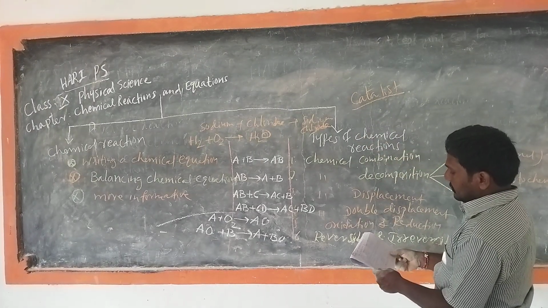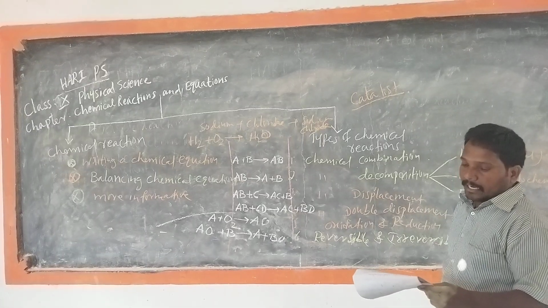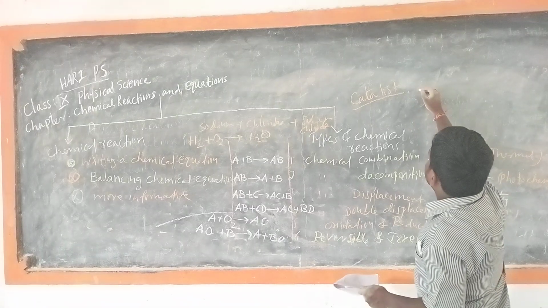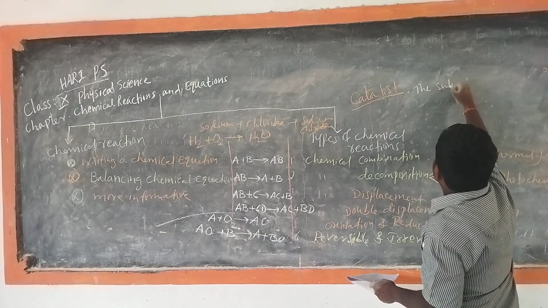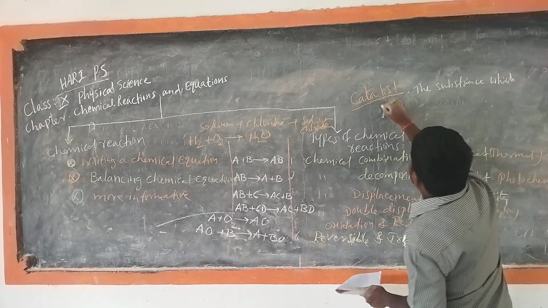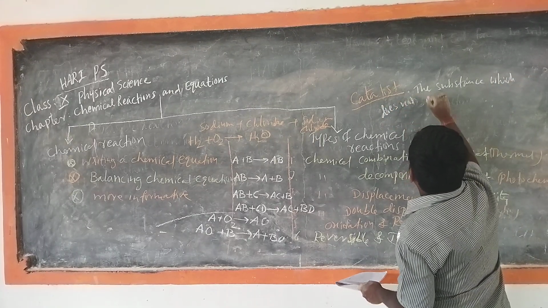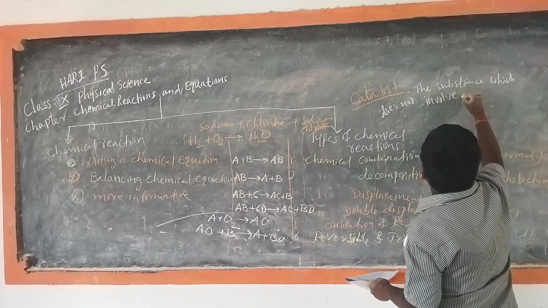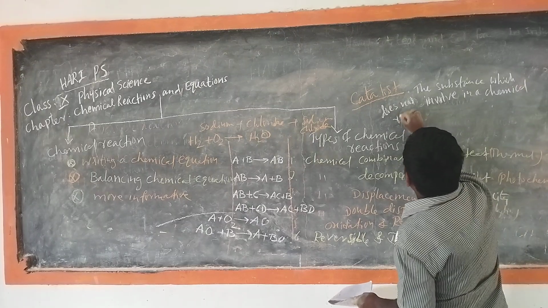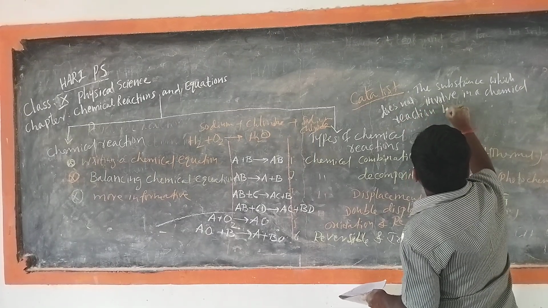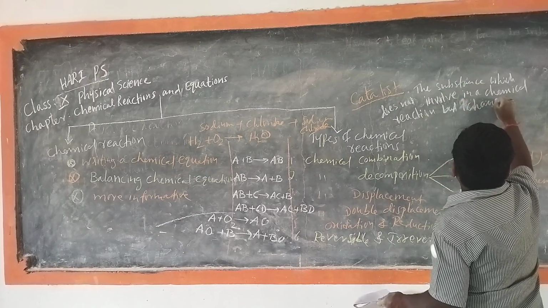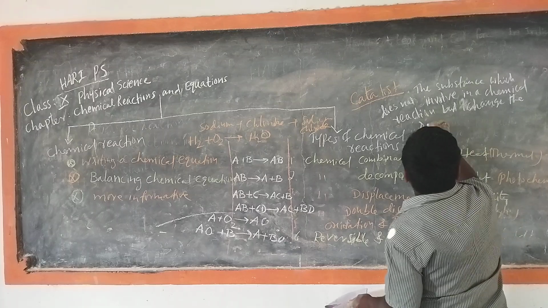Sometimes the reaction conditions such as temperature, pressure, catalyst are required, indicated above or below the arrow. So catalyst, the substance which does not involve in a chemical reaction, but changes the rate of reaction.